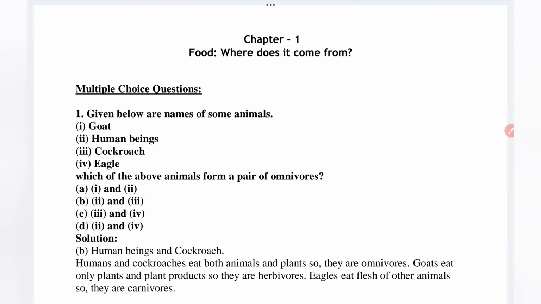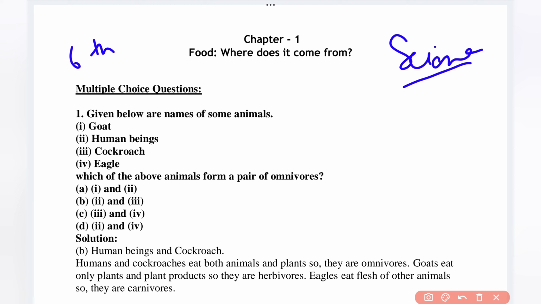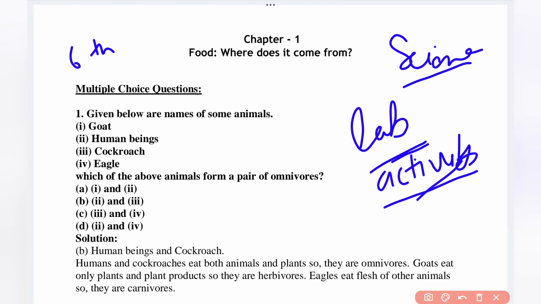So in this video we are going to talk about class 6th science and lab activities. Okay, so we are going to see the lab activity here. Our first chapter: Food, Where Does It Come From?